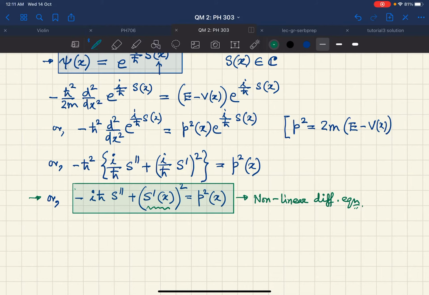If therefore we have one solution for s and we have another solution for s, we simply cannot superpose them and say that this is another new solution. It is not possible simply because this is not a linear differential equation. And why did this happen? This happened simply because we put everything in the exponential. We did not have any other magnitude factor in front. We have all the dependencies in this e to the power i by h bar s as a function of x, where s can be complex.